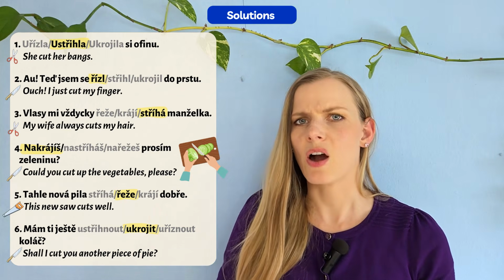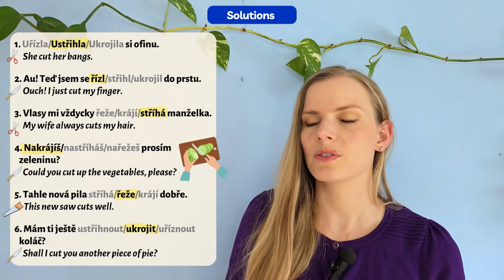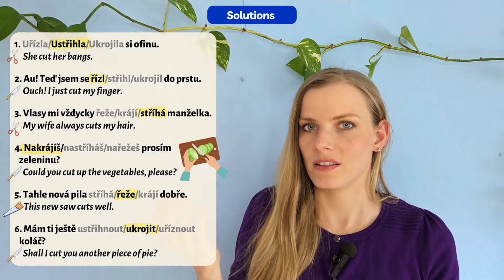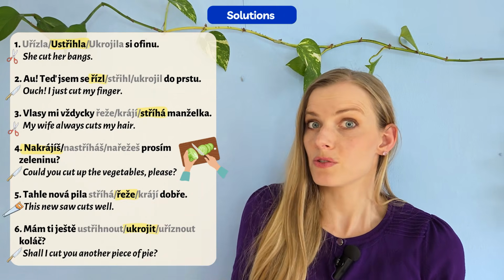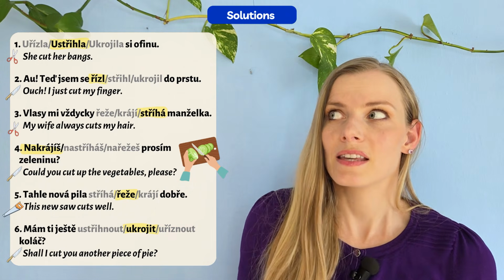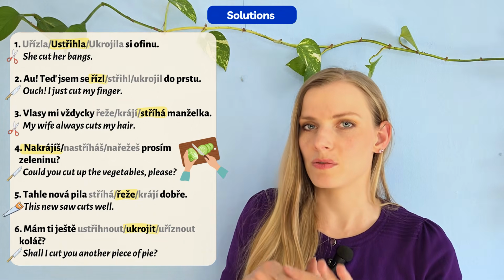Číslo 2. Au, teď jsem se řízl do prstu. Remember what I told you? Řízl do prstu means to cut with a knife, but accidentally. In some other contexts, you could say, teď jsem se střihl do prstu, which happens. It has happened to me and it really hurts. Teď jsem se řízl do prstu, that's with a knife.